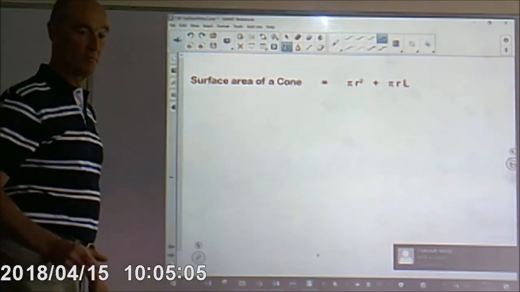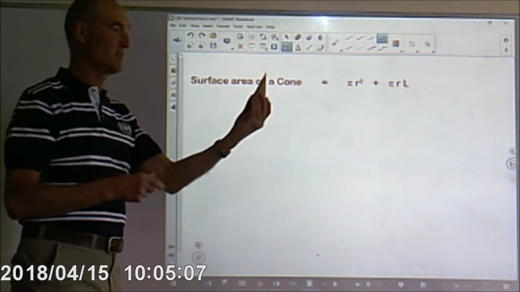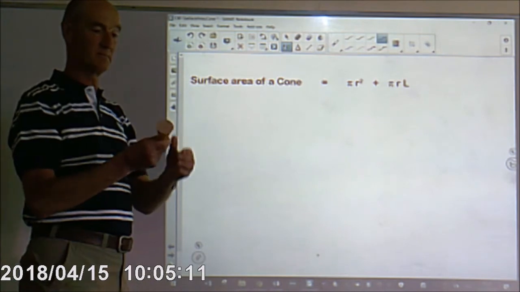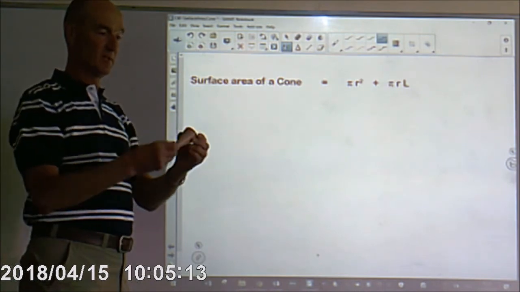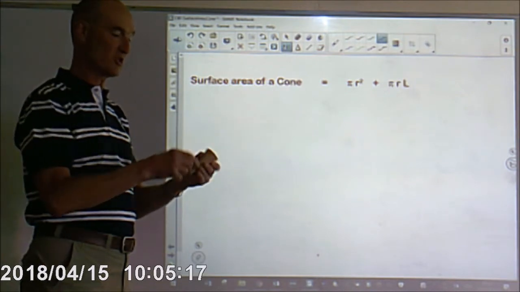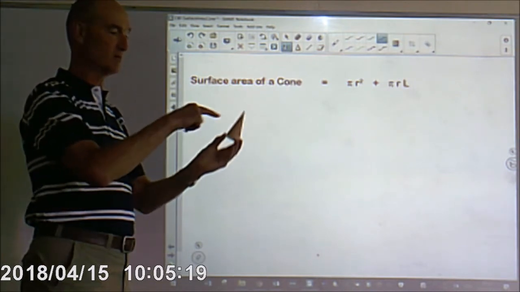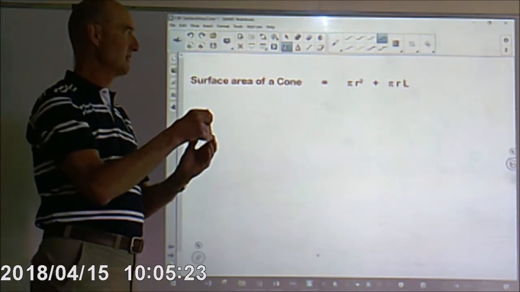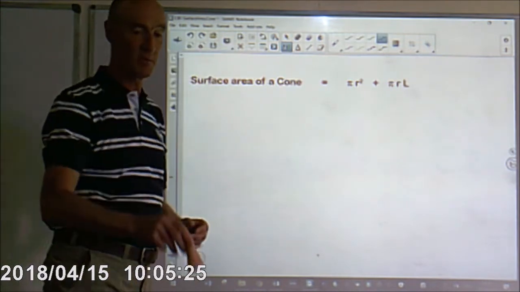Surface area of a cone. The cone. Now we've been dealing with the volume of a cone, okay? But the surface area, we've got a base, which is a circle. But then we've got this surface area for the main length. How do we make a cone?